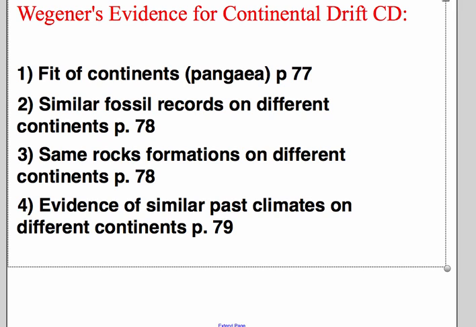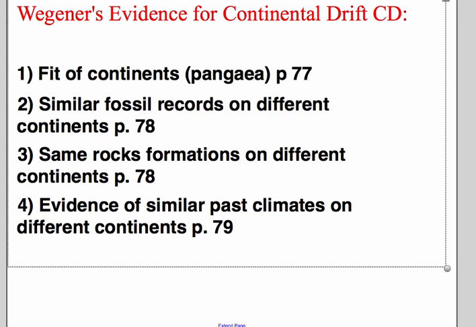So they have Pangaea. Some of you have heard of that before, the huge continent when they were all together. There's a whole bunch of names for the different ones throughout history. And you can see that on page 77. But they actually fit together like puzzle pieces. If you look at Africa and South America, that's what they're talking about.